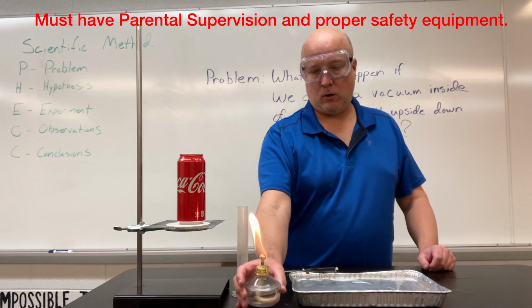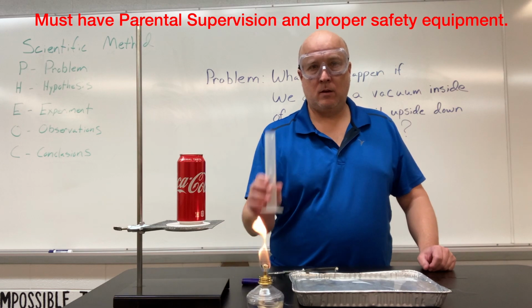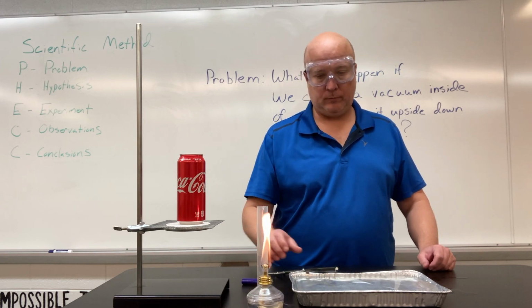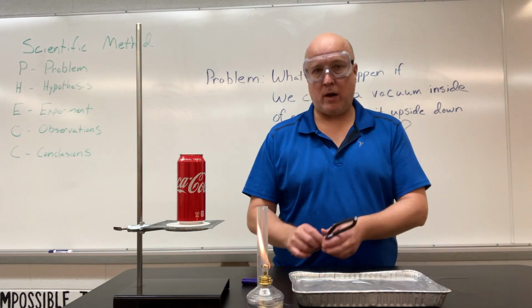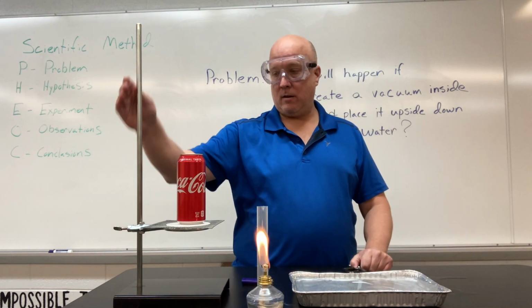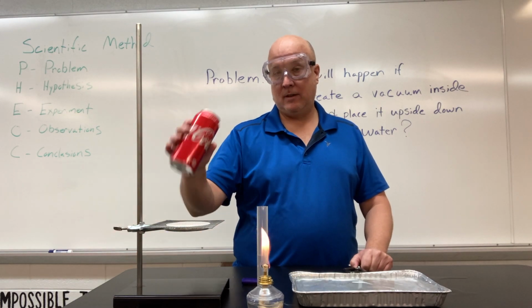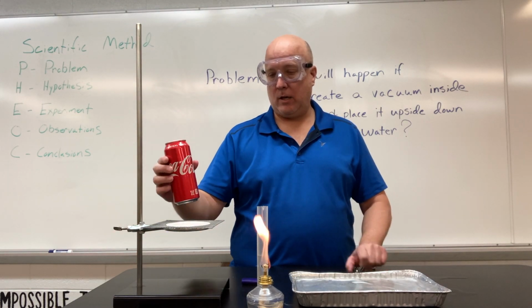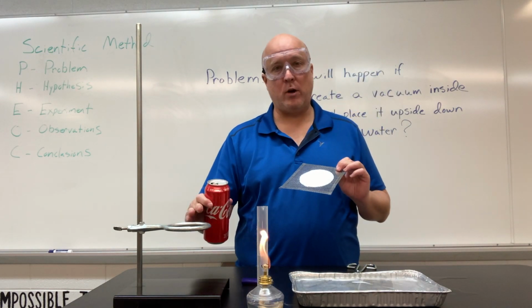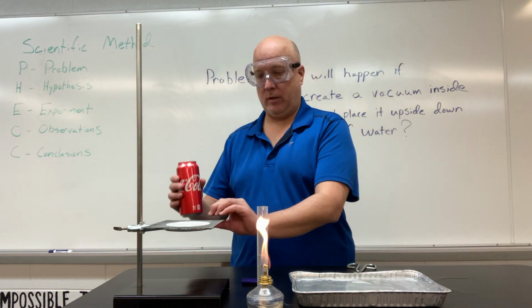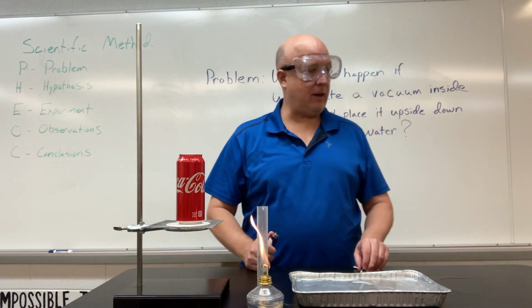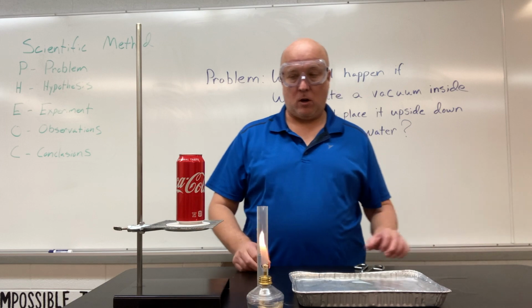we have one alcohol lamp, a graduated cylinder that will have 30 milliliters of water, a pan filled with water, beaker tongs, a ring stand, an empty can of Coca-Cola, wire mesh, and one ring. And also one lighter. I've already lit the alcohol lamp.